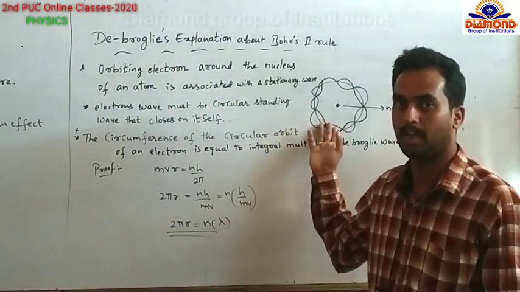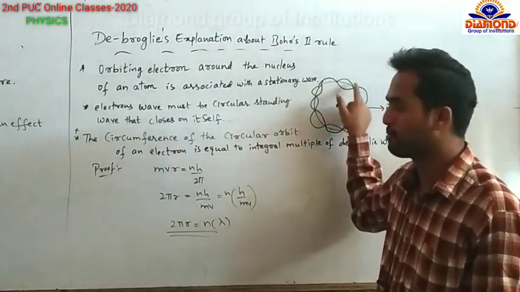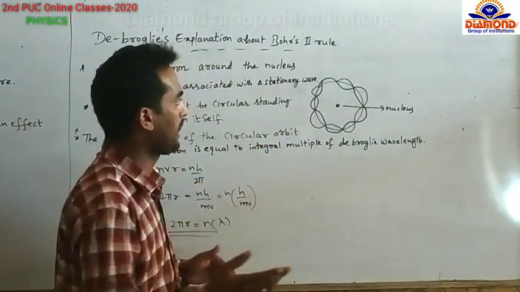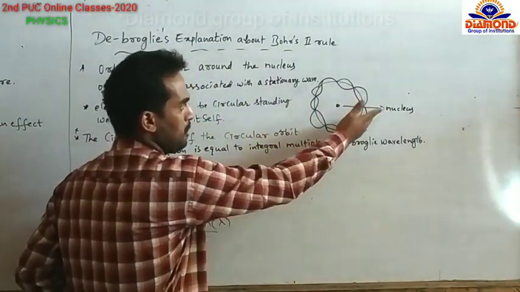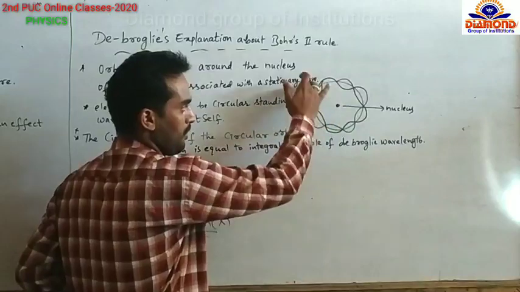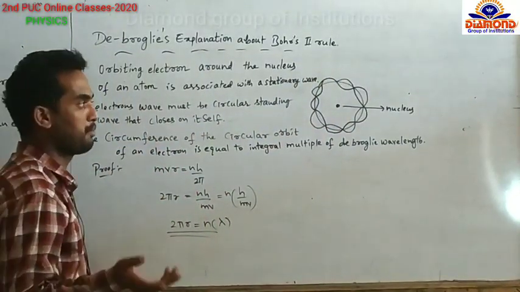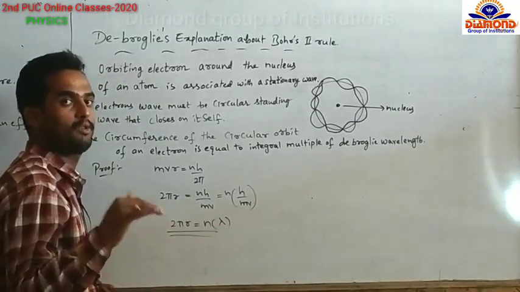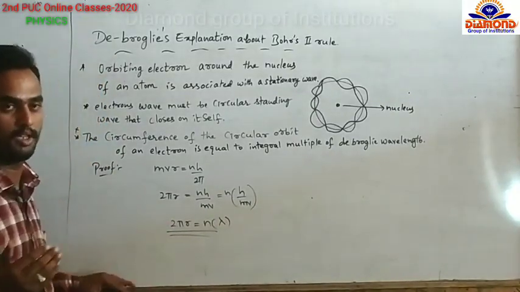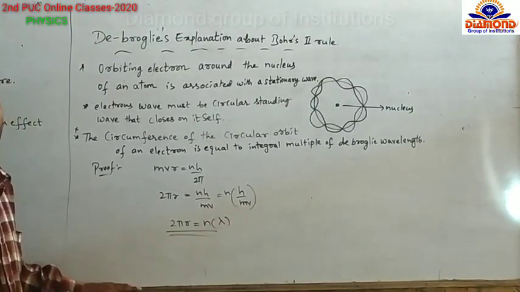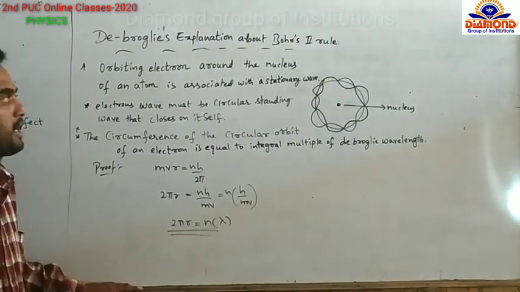You can see the figure here. The electron is moving like a standing wave. This is a nucleus and the electron is revolving like this. And he used the expression for de Broglie wavelength, that is lambda equal to h by mv. What is the mathematical expression for de Broglie wavelength? Already we know the well-known expression, lambda equal to h by mv.